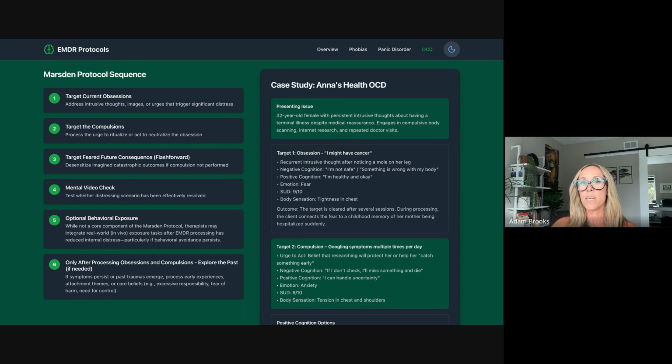So let's move on to the last case study. Her name is Anna. She's got health anxiety or OCD with OCD symptoms. The presenting issue is a 32-year-old female with persistent intrusive thoughts about having terminal illness despite medical reassurance. Engages in compulsive body scanning, internet research, and repeated doctor's visits.